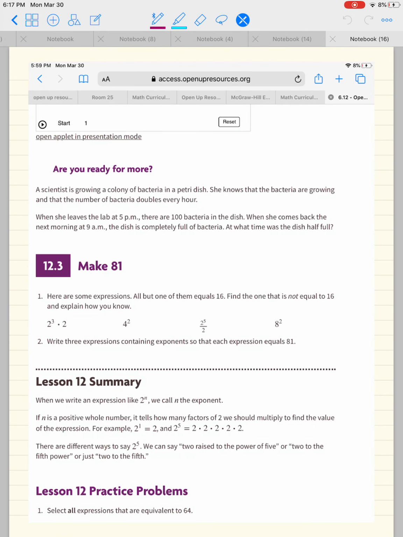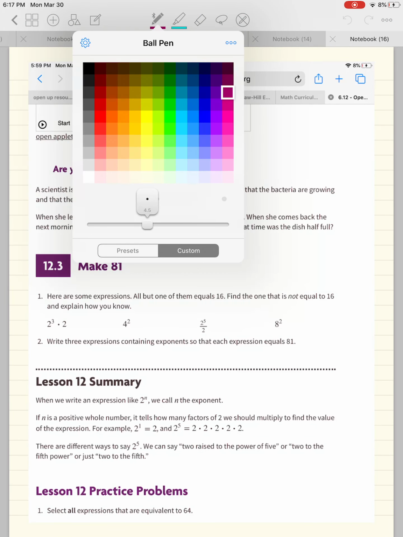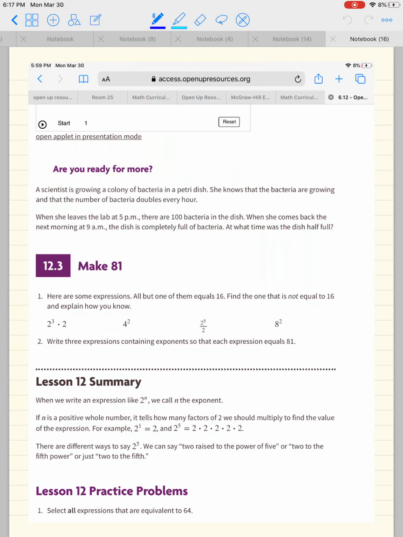I'm going to go ahead and look at 12.3. So 12.3 is giving us some examples of expressions involving exponents. All except one of them equals 16. So we need to find which one is not equal to 16 and explain how we know.